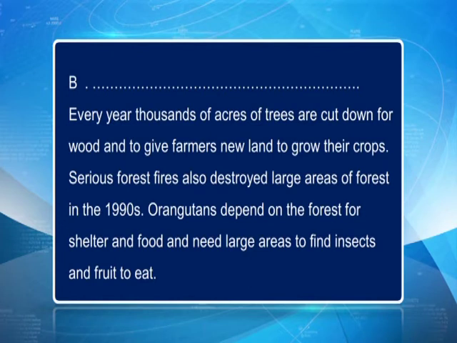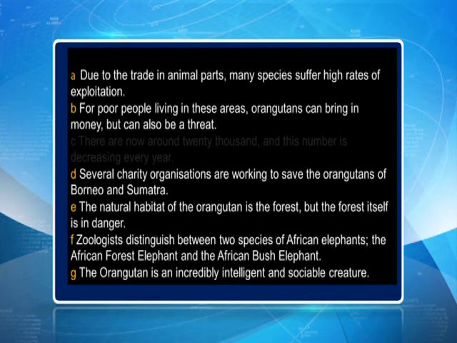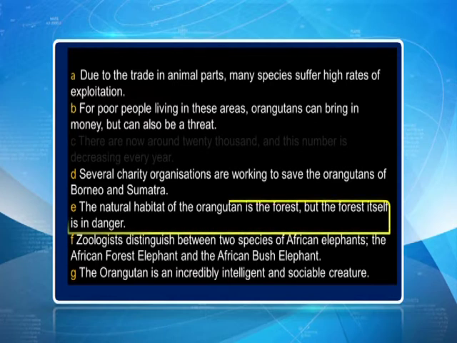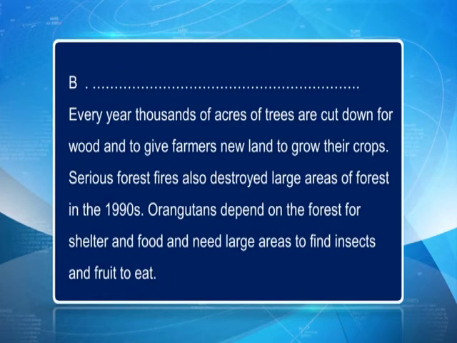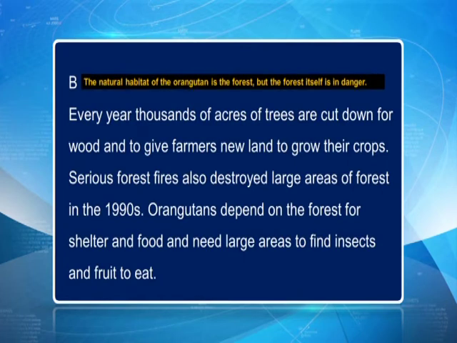So we need a sentence which talks about cutting trees and forests. Our list of sentences, let's find where forests are mentioned. It is letter E. The natural habitat of the orangutan is the forest, but the forest itself is in danger. So this could best be placed in this paragraph. The natural habitat of the orangutan is the forest, but the forest itself is in danger because of these reasons. Farmers cut down trees and we have forest fires.